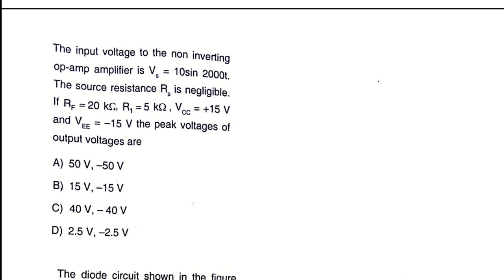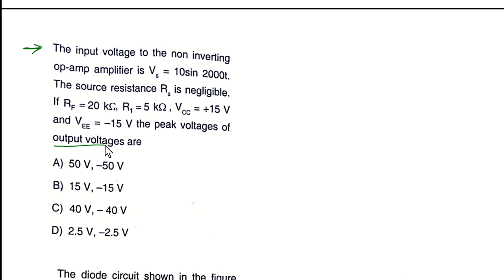Okay, right, this question here. The input voltage to the non-inverting op amp, the operational amplifier, is Vs equal to 10 sin 2000t. The source resistance Rs is negligible, the feedback resistance is 20 kilo ohms and the R1 value is 5 kilo ohms, Vcc is 15 volts and the VEE is minus 15. The peak voltages of the output voltage are.